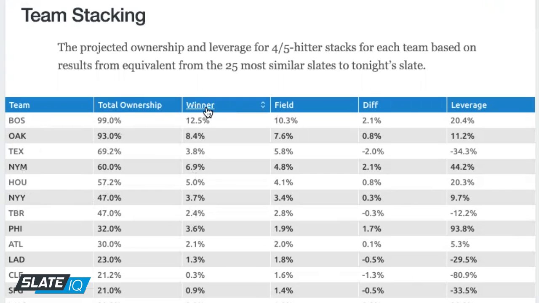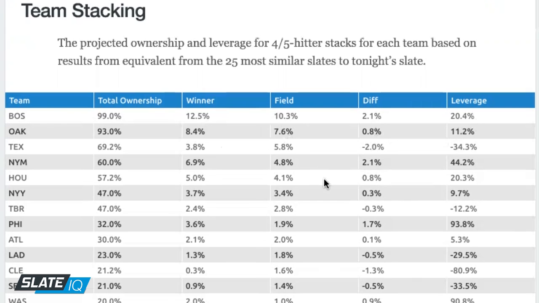The winner amount, now this is the top 0.1%, how often they had those similar teams in their winning lineups. The field is the same thing, how often the field had those similar teams in winning lineups. And then I have the difference between the two, which is a simple subtraction. And then the leverage, which is the winner divided by the field. And then you're seeing the percentage over the field.